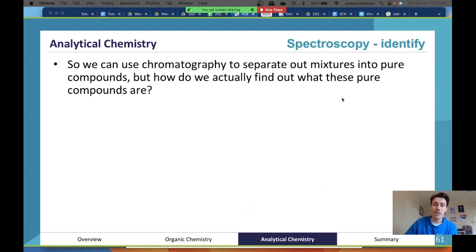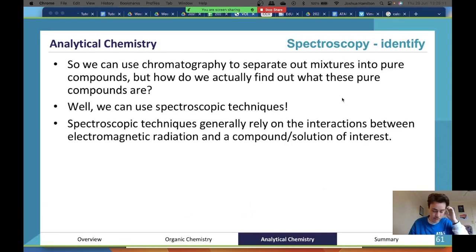Spectroscopy. How do we identify? So we use chromatography, we've separated all our mixtures, and now we're going to figure out what our mixtures are. What have we got? So we use spectroscopic techniques. Now, this is just referred to as spectroscopy. They use different forms of EM radiation, or electromagnetic radiation, and they find what's going on.